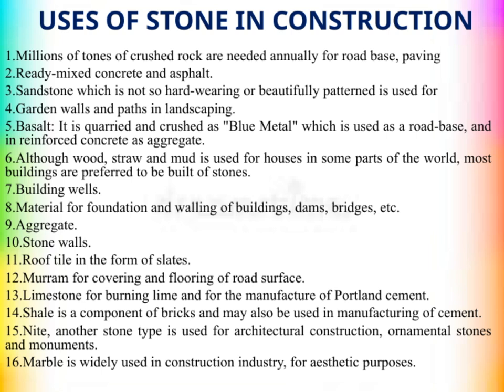Basalt, on the other hand, is quarried and crushed into what's called blue metal. This material is mainly used as a road base and as aggregate in reinforced concrete, adding strength and durability to our roads and structures. While in some parts of the world, houses are built with wood, straw, and mud, most buildings tend to be constructed from stone because of its longevity and strength.